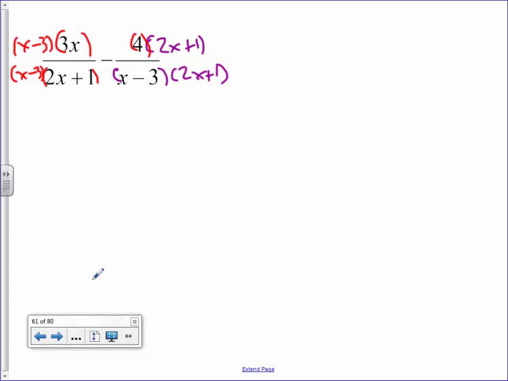Does that make sense? Because we're now going to do some FOILing. We're going to probably do some factoring at some point as well. We're going to do multiplying of fractions. So we need to make sure that we know all of those skills.